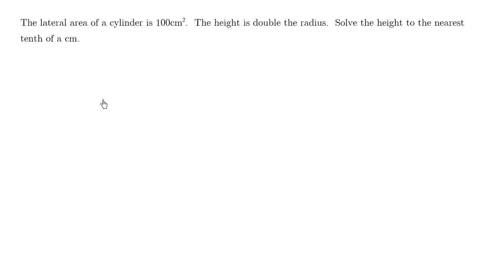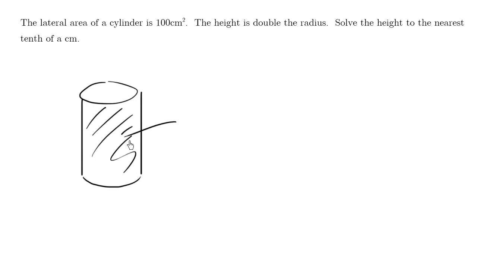Let's try a tricky surface area problem involving the lateral area of a cylinder. The lateral area of a cylinder is 100 centimeters squared. The lateral means the side only. It's always nice to draw a nice diagram here, so I'm going to draw a beautiful cylinder here. And the lateral area, that's the side only, is equal to 100 centimeters squared.